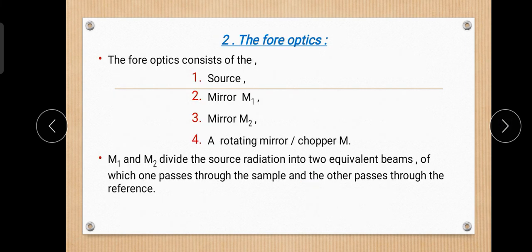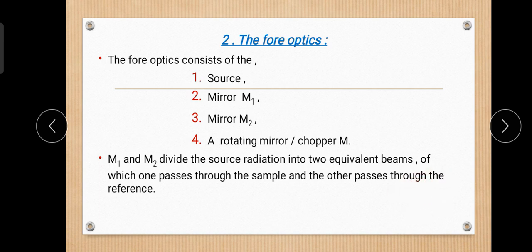Now the second part of the IR spectrophotometer is the four optics arrangement, and this consists of different parts: the first is the source, the second is mirror M1, the third is mirror M2, and the fourth is the rotating mirror or chopper, denoted by capital M. The mirrors M1 and M2 divide the source radiation into two equivalent beams, of which one passes through the sample and the other passes through the reference.